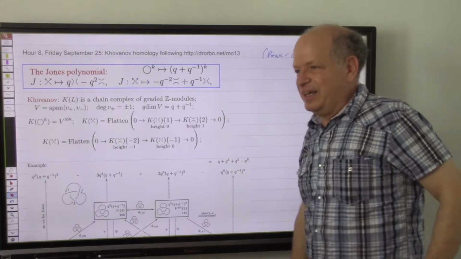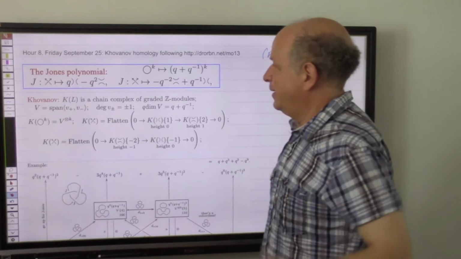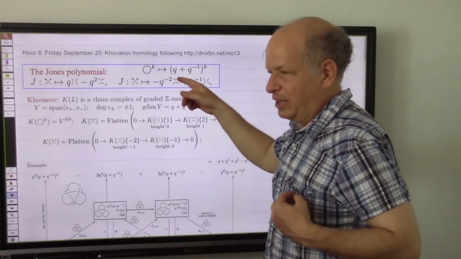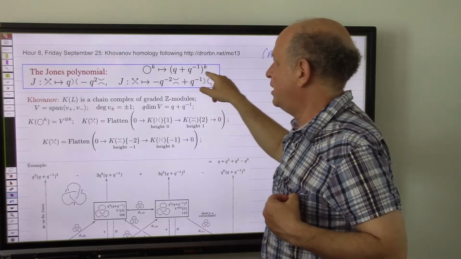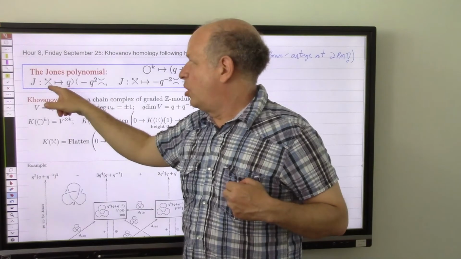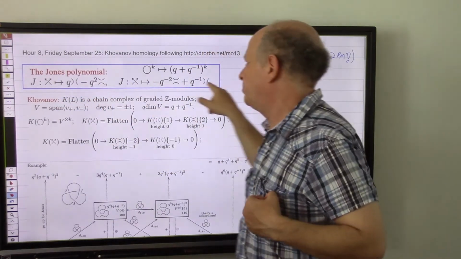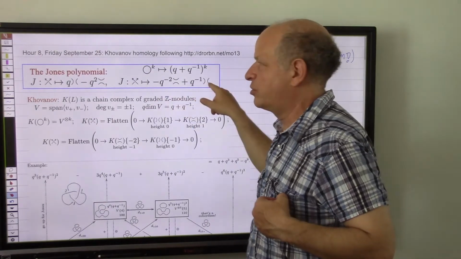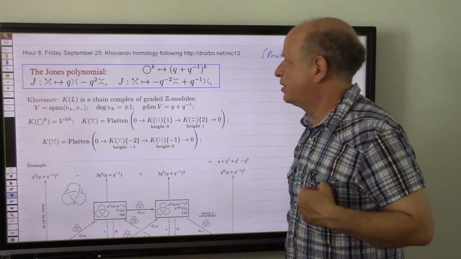Okay? And also, let me remind you that the Jones polynomial, very concisely, is: a circle to the k goes to (q plus q inverse) to the k, and an overcrossing goes to q times the zero smoothing plus q squared times the one smoothing. Basically, you've seen this before, and an undercrossing goes to the same thing but with different coefficients.